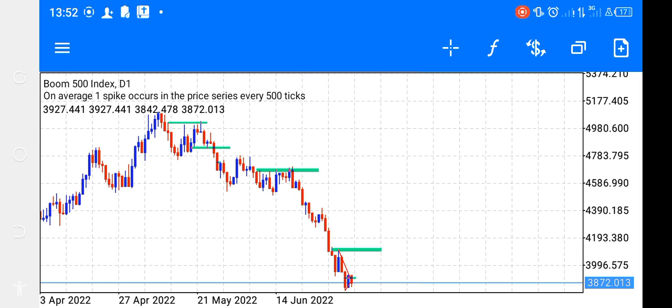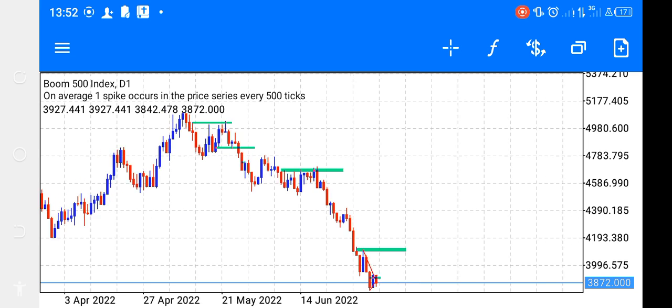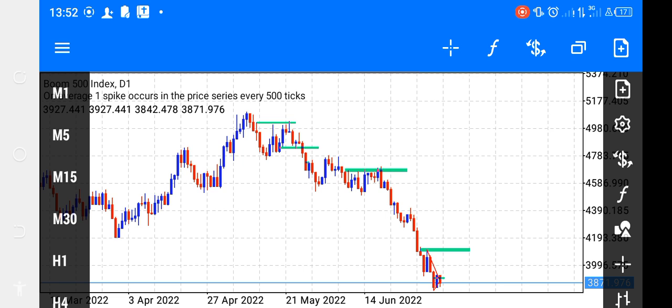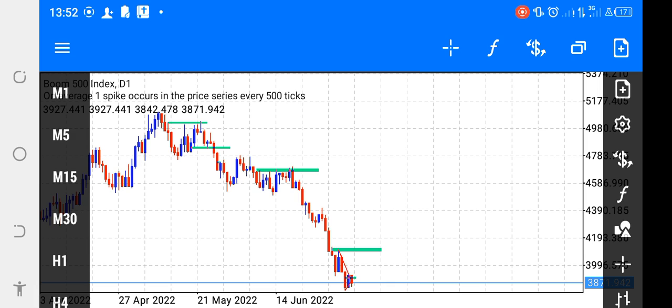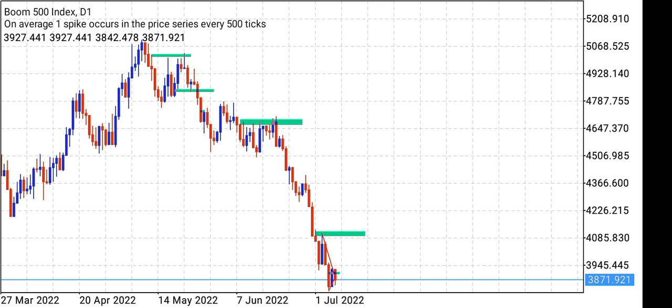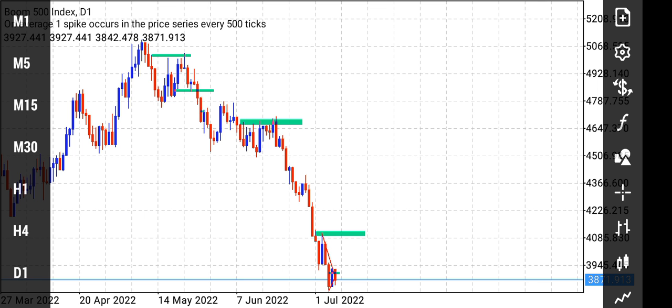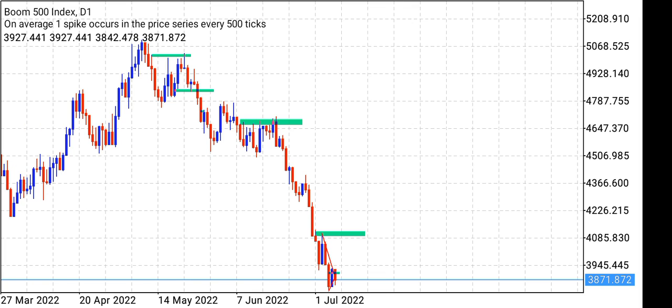Now let's look at this one. Boom 500. Now before we start with the analysis, we go to the daily time frame. So we click on the time frame and choose D1, which means daily time frame.